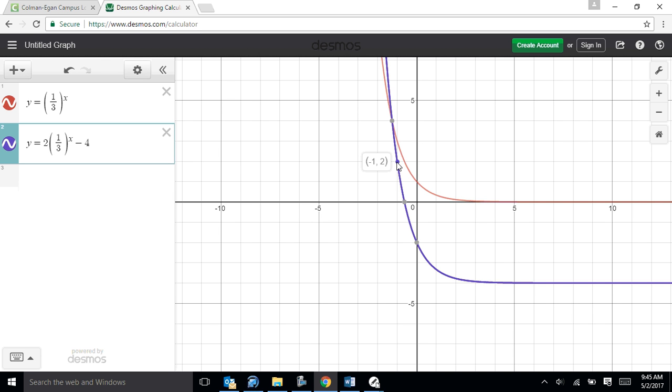So do you guys want to practice graphing them or just move on? Let's practice graphing 1 and then we can move on.